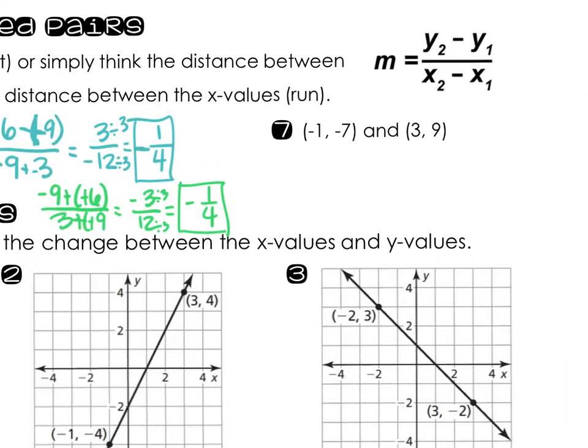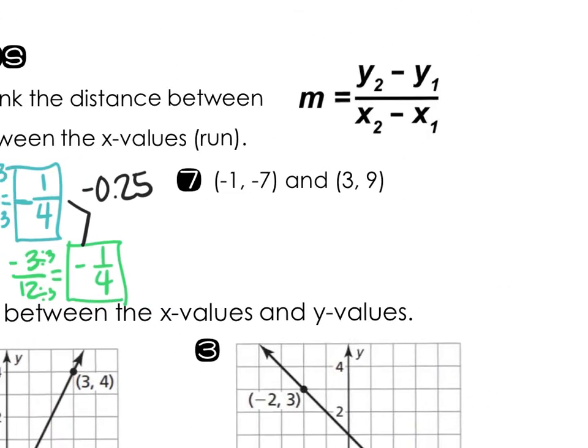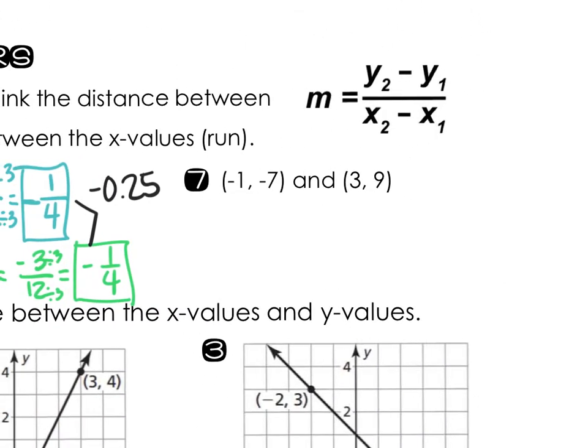If you wrote -0.25, that is also correct. It's just harder to graph that way, so try to keep it in fraction form if you can. Alright, so take a pause and you try 7 on your own.